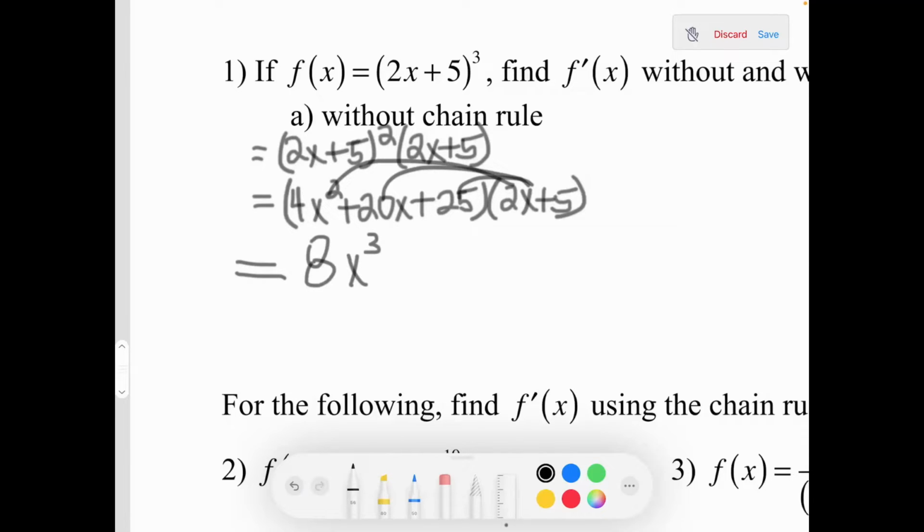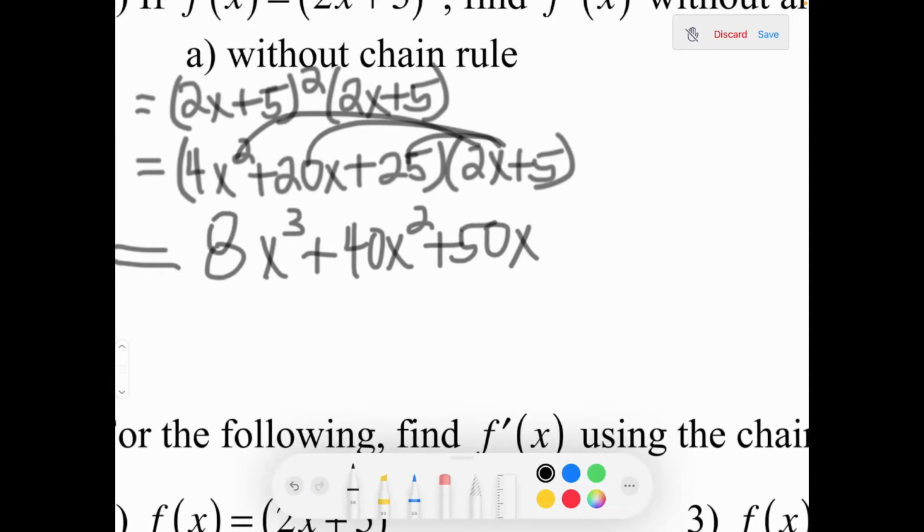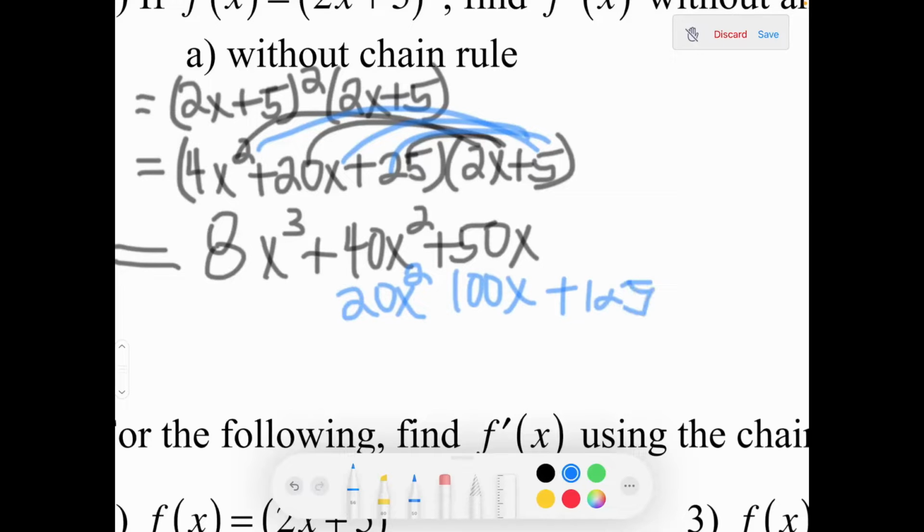20x times 2x is 40x squared. And 25 times 2x is 50x. And then we're going to distribute the 5 to everything, just like we did the 2x. 5 times 4x is 20x squared. 5 times 20x is 100x. And 5 times 25 is 125.